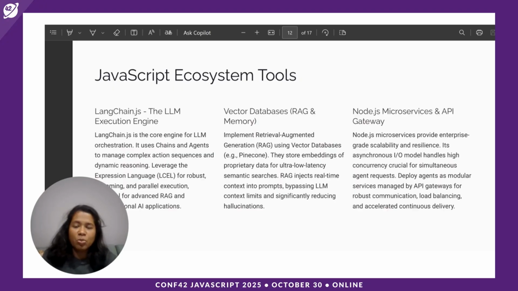Node.js microservices provide enterprise grade scalability and resilience. The asynchronous I/O model handles high concurrency, crucial for simultaneous agent requests. Deploy agents as modular services managed by API gateways for robust communication, load balancing, and accelerated continuous delivery. This technological foundation enables implementation of agentic search systems using established JavaScript development practices and existing organizational expertise.